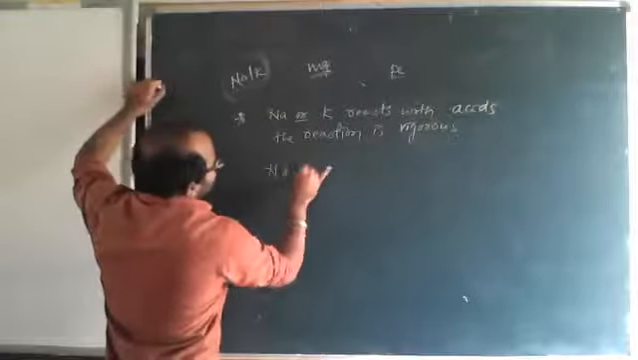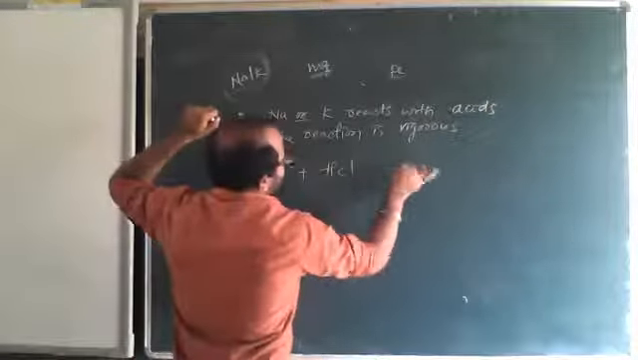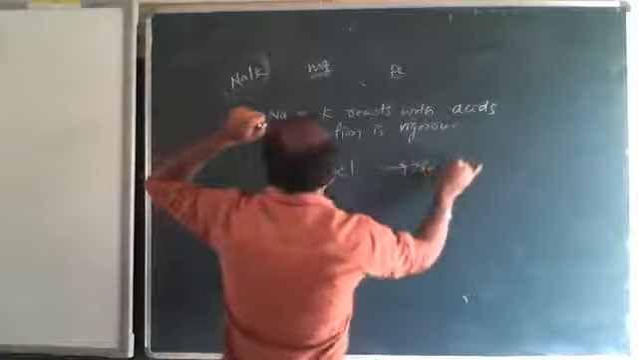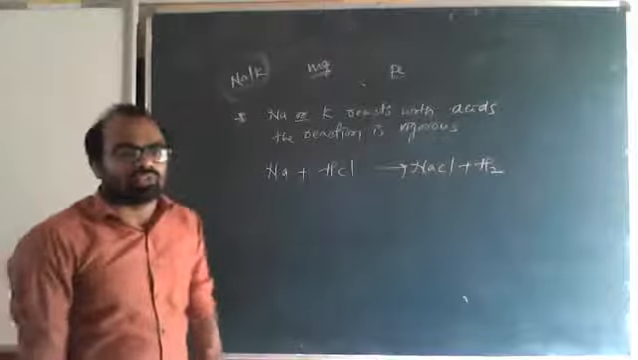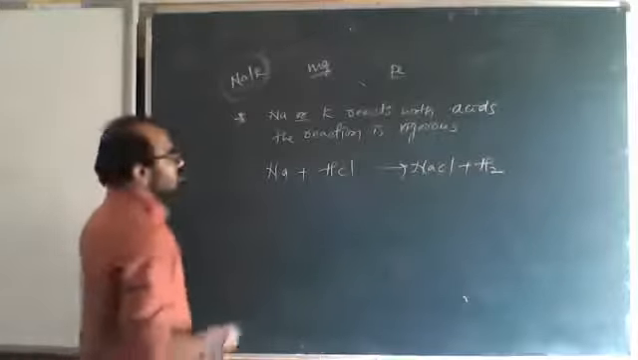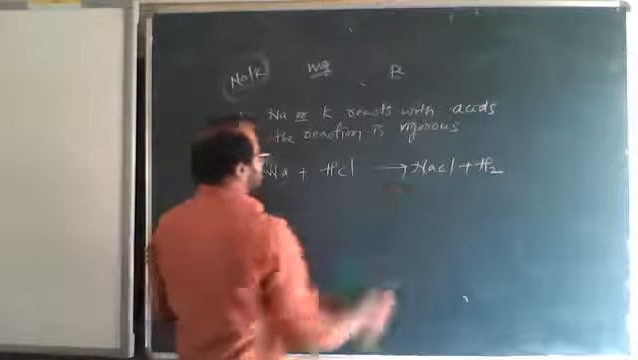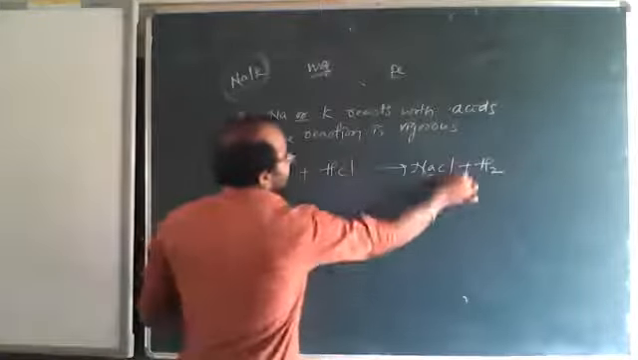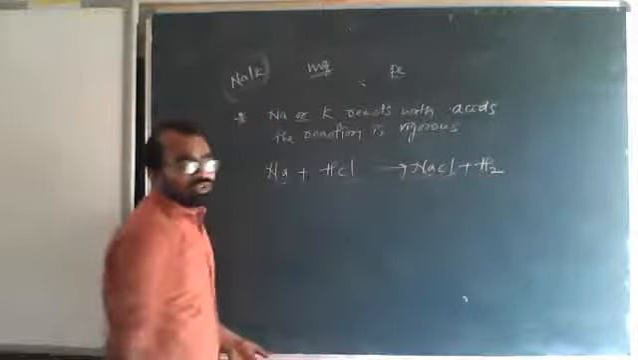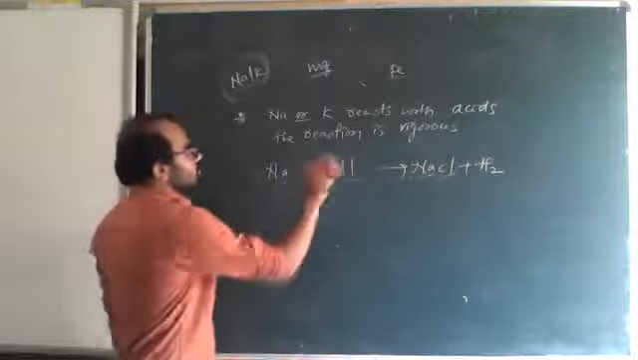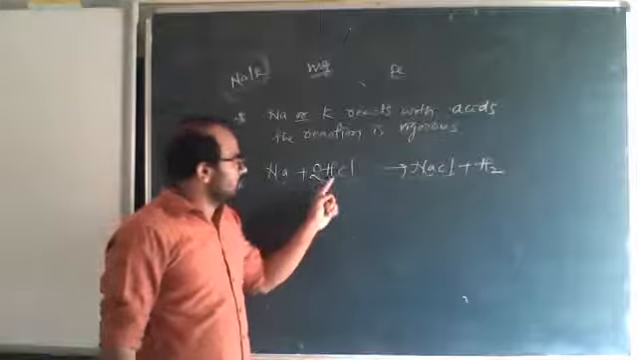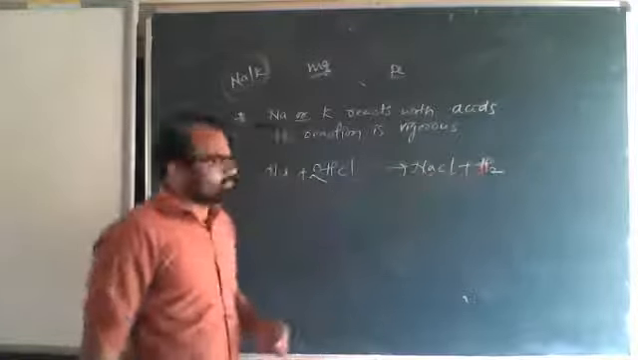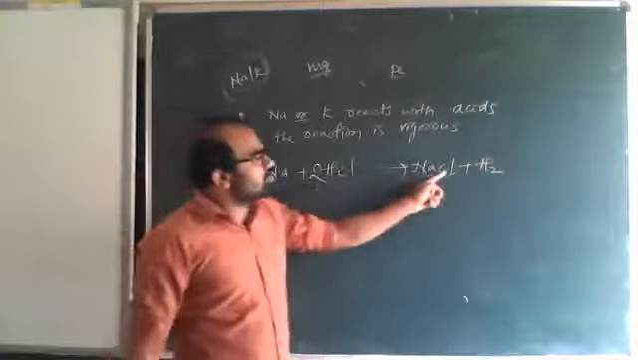Whichever acid you take, for example, I will take HCl. Na plus HCl becomes NaCl plus H2. As I told, we have to balance. Here only one Na is there, not a problem. Cl1, Cl1, but H2 on the right, while H is only one here. So I will write 2 here. Now 2H is okay, but 2Cl, here only one Cl.